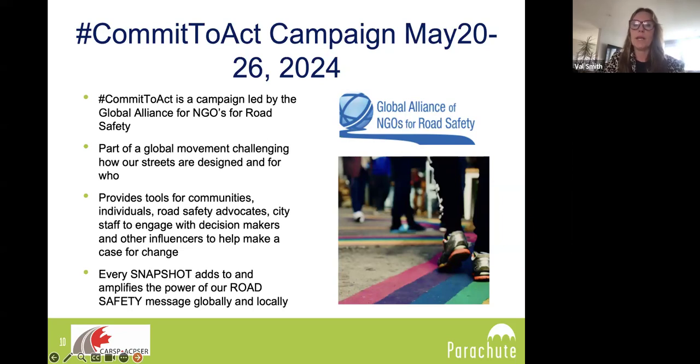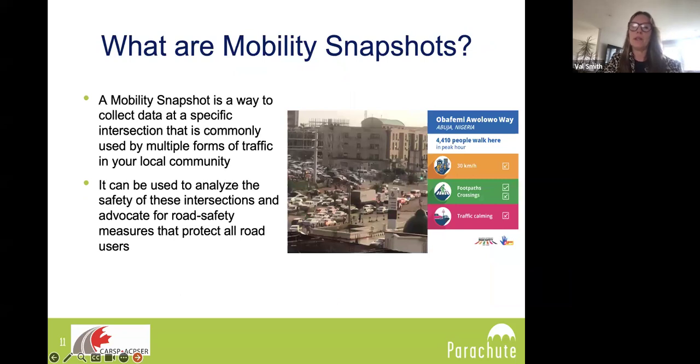Next slide, please. What are the mobility snapshots? So the mobility snapshots are meant to tell a people-centered story. And in this case, the story is about an intersection that is believed to be unsafe to vulnerable road users. The snapshots are a way to highlight the perspective of a person crossing the street on foot, on bike, or other wheeled devices, and some of the specific dangers they might be facing.